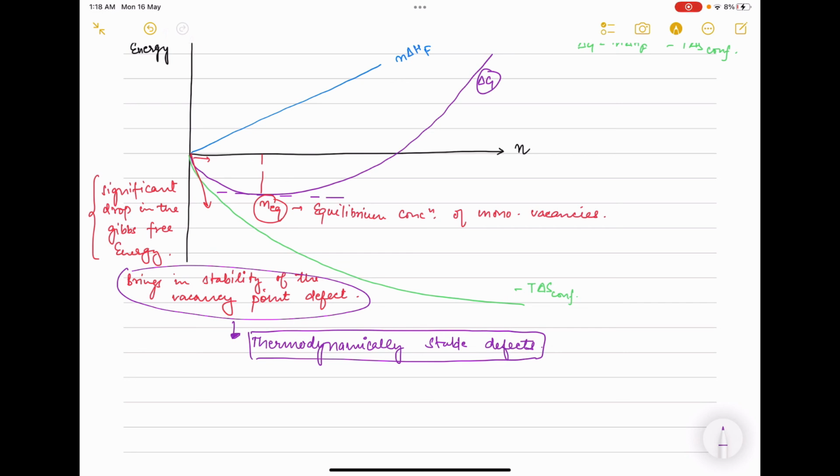So these mono vacancies can also combine to form di vacancies, tri vacancies or quad vacancies as per the energy criteria. Okay, that we'll see in the upcoming lectures. Thank you.